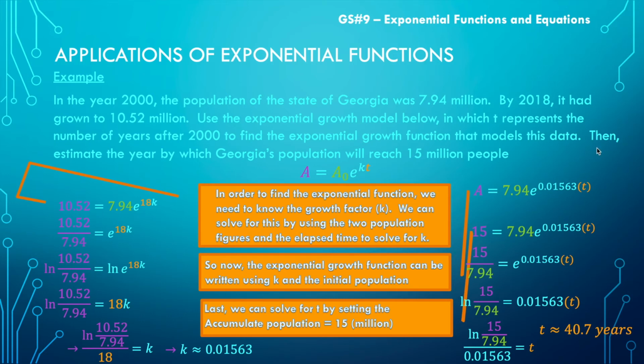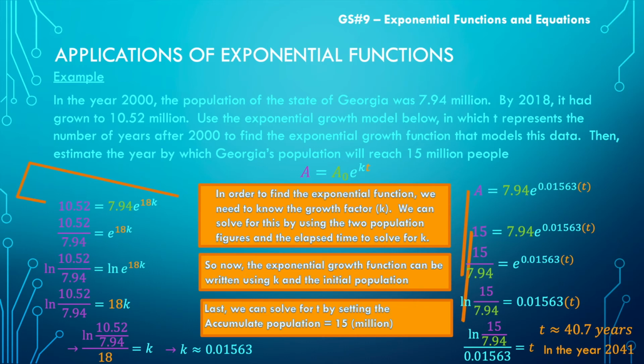So remember, this says estimate the year. And T represents what? T represents the number of years after 2000. So 40.7 years after 2000. So we could say that that's in the year 2041. Okay, so that wraps up that example.